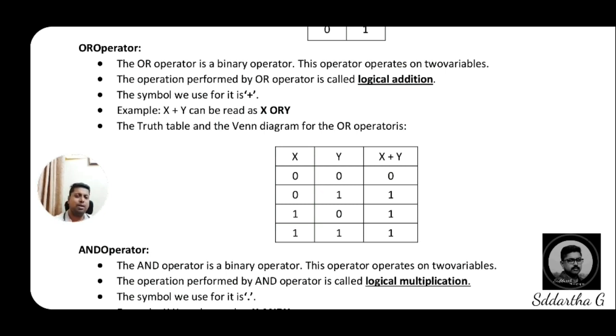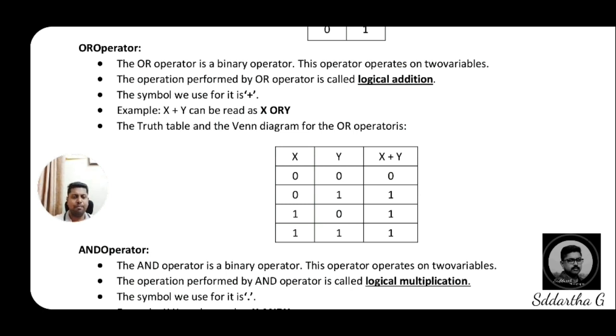We will discuss an example to explain this OR operation. Consider the two inputs x and y, and the result is x plus y. The two inputs are 0 and 0, 0 and 1, 1 and 0, and 1 and 1. Apply the logical addition rule, that's all. 0 plus 0 is 0.